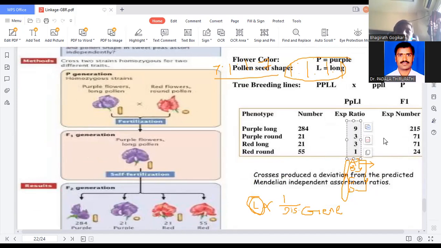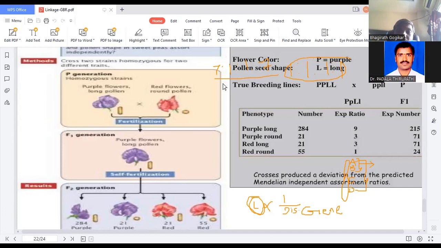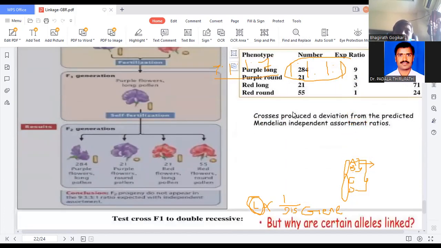Instead of that, we are getting a different ratio. The expected values 284, 21, 21, 55 indicate 9:3:3:1. But experimentally, we got these values, 215, 71, 71, 24. It shows that Mendelian independent assortment is not applicable. Nothing but the P and L, both the genes are linked genes. Both the genes are linked genes. Are you followed? That's why we are getting a different ratio.